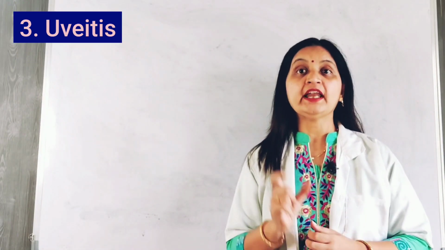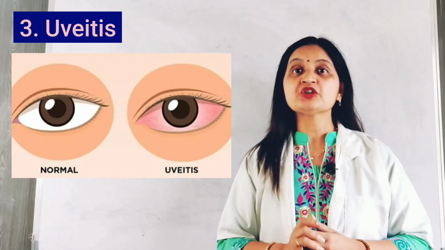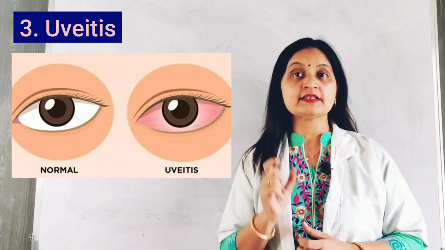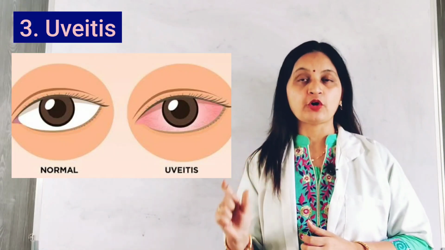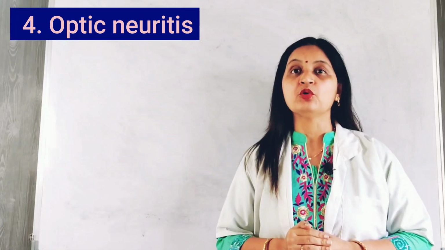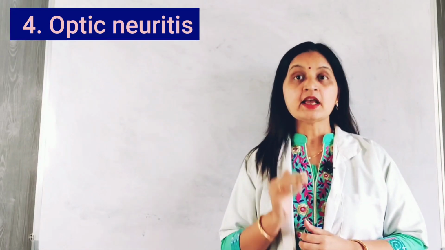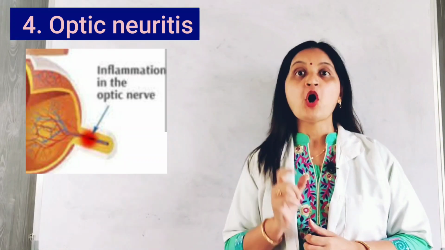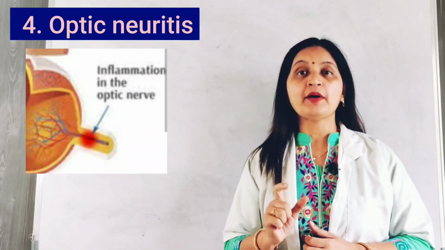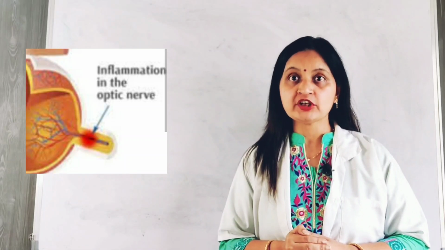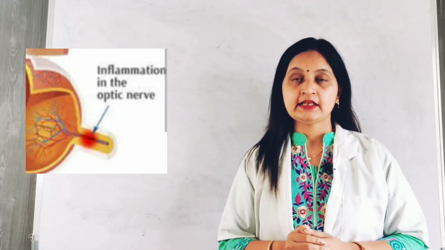Thirdly, they are useful in uveitis or inflammation of the uveal tract, and the uveal tract consists of three parts, that is the iris, ciliary body, and choroid. So, inflammation in the uveal tract responds well to corticosteroids. Next, intravenous corticosteroids have been found useful in the treatment of optic neuritis or retrobulbar neuritis, where they help to speed up the recovery of vision and preserve eyesight.